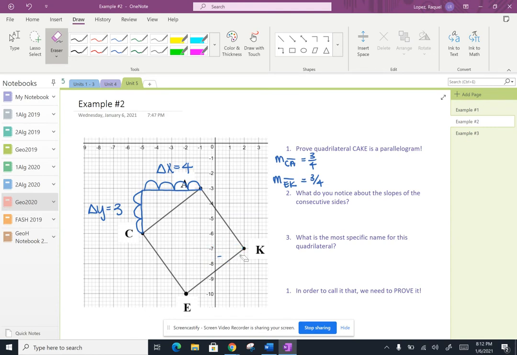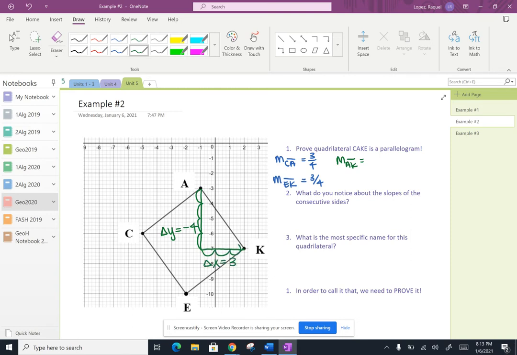I now need to check the slopes of the other side. So I'm going to erase this to make room for the work that I'm going to do. Okay, now let's find the slope of AK. So m of AK, going from A to K. I see that I'm going down, and I can just go ahead and count the number of spaces. So 1, 2, 3, 4. So my change in y is -4, and 1, 2, 3, my change in x is going to be 3. So the slope of AK is -4 over 3.